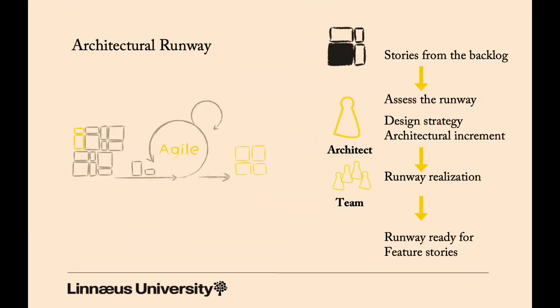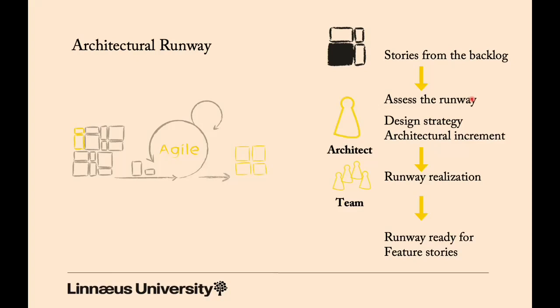Select stories from the backlog, assess your current runway, because remember, this is iterative. So we will do this many times. Besides the first time, we will already have something. It's like if you build a house, you don't start from scratch each time. You lay a foundation, and then you do the framing, and then you have something. So you have to assess the runway. You have your backlog, and in the backlog you have your stories. And in the stories, ask the question: do we have a runway suitable for the features in these stories?